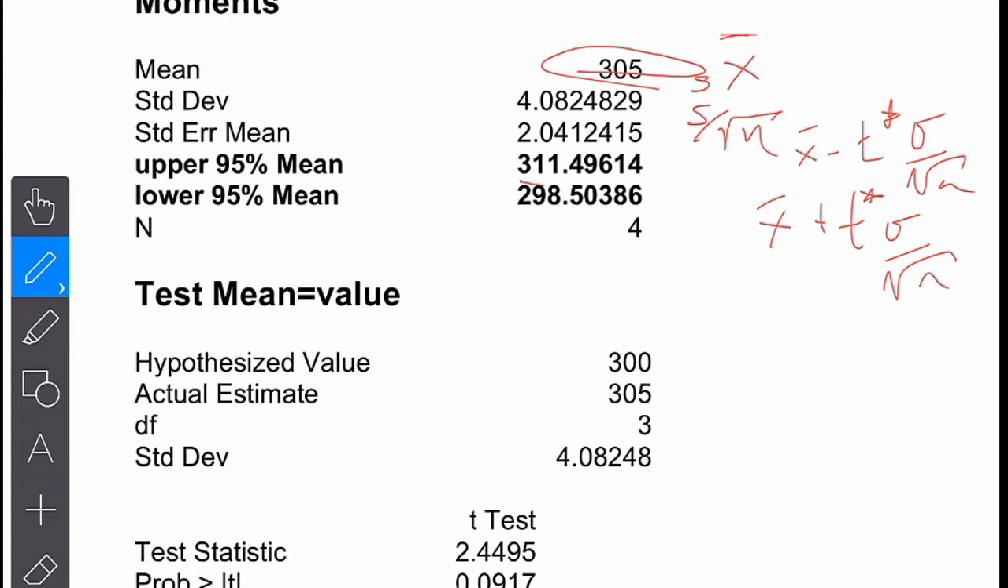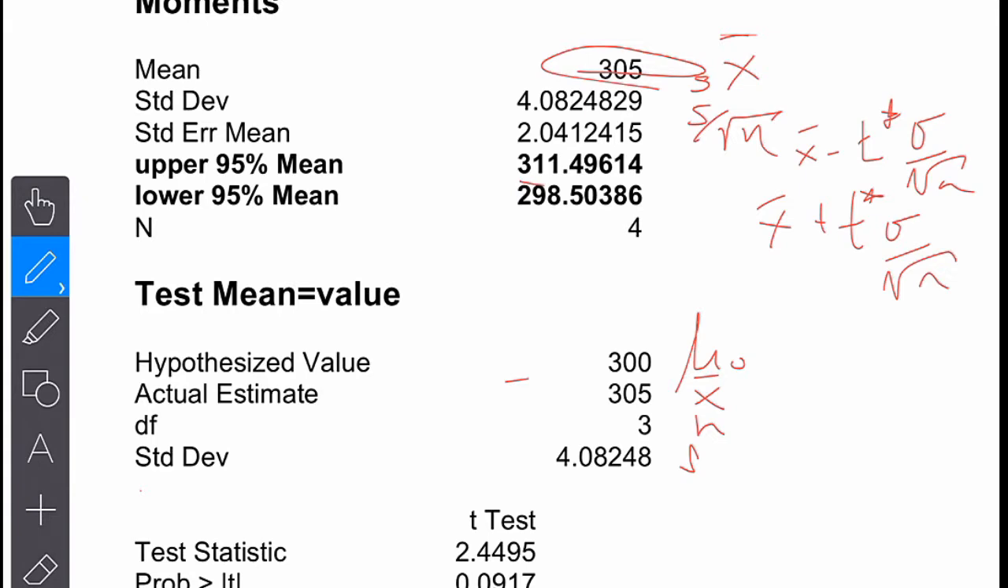What else? Here's the hypothesized value. So this is mu 0 here. The actual estimate is X bar. This is n. You see everything is here. And then this is your S. Notice there's no sigma here. It doesn't say sigma. Sometimes in output it'll say sigma if you actually pre-specify and told it that you had prior information and you knew the population standard deviation.